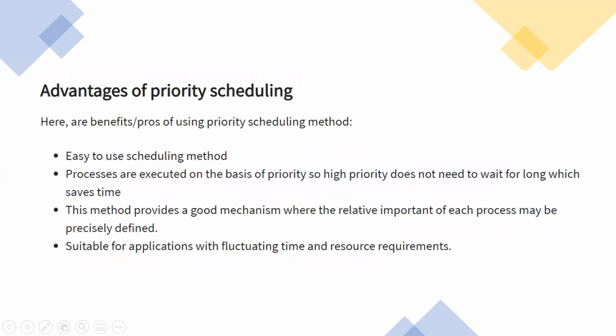So what are the pros of priority scheduling? It is an easy to use scheduling method. Processes are executed on the basis of priority, so high priority does not need to wait for long, which saves time. And this method provides a good mechanism where the relative importance of each process may be precisely defined and suitable for applications with fluctuating time and resource requirements.